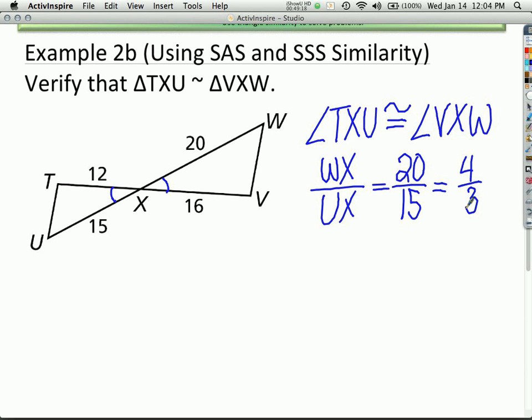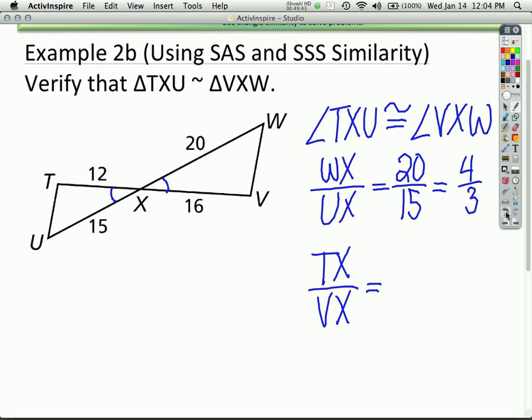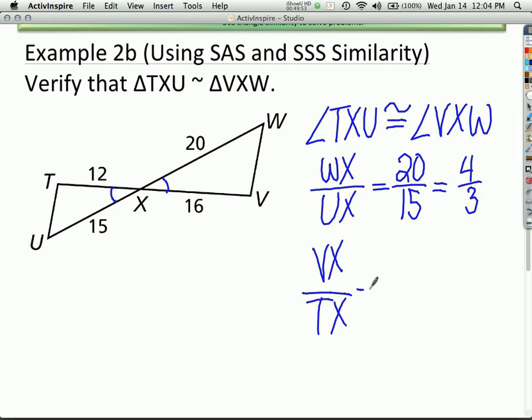And what's the other pair of corresponding sides that we need to use? We got WX and UX. What's the other pair? Valerie? Okay, we got TX and VX. Very good. Oh, but before we did the flip-flop, so let's just flip that around. We put the bigger triangle first, so let's just put the VX over the TX, but still same idea.